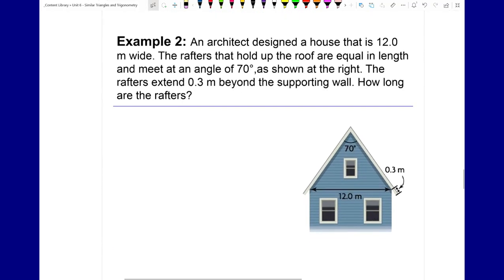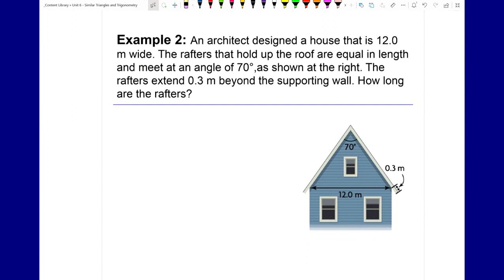So looking at a word problem: an architect designed a house that is 12 meters wide. The rafters that hold up the roof are equal in length and meet at an angle of 70 degrees, as shown below. The rafters extend 0.3 meters beyond the supporting wall. How long are the rafters?